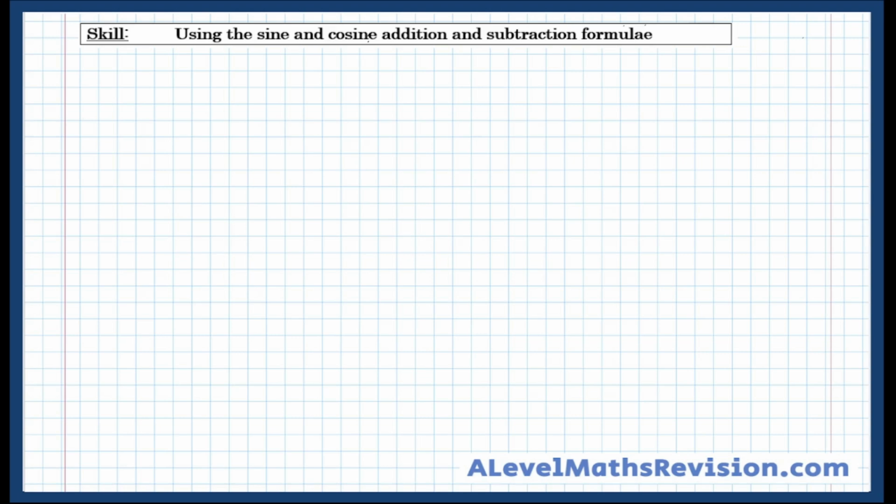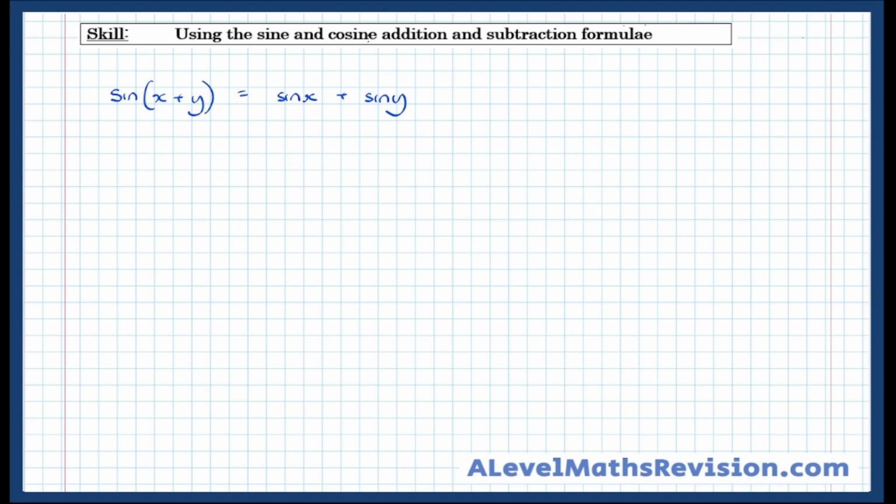In this lesson, we're going to have a look at the sine and cosine addition and subtraction formulae, also called compound angle formulae. So first of all, let us start off by introducing a common misconception in trigonometry. Many people think that sine of x plus y equals sine x plus sine y. But that's not the case.